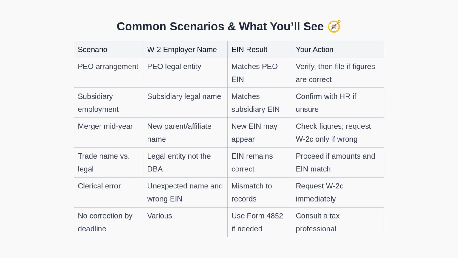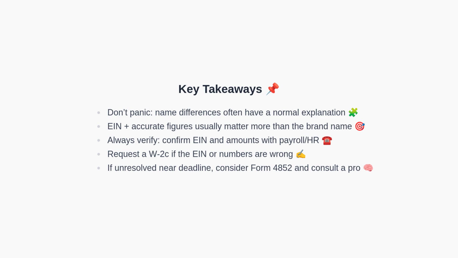When a trade name differs from the legal name, the legal entity will appear with a correct EIN. Proceed if the amounts and EIN match. If there is a clerical error, both the name and EIN may be incorrect. Request a W-2C immediately. If you cannot obtain a correction by the filing deadline, consider Form 4852 and consult a tax professional. Moving on, remember these key points.